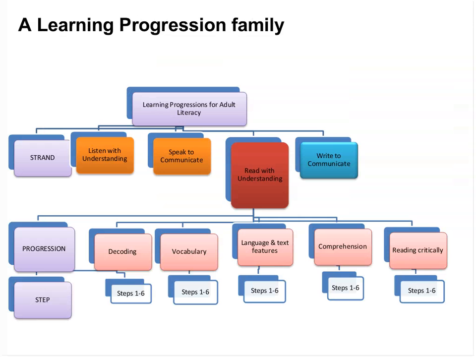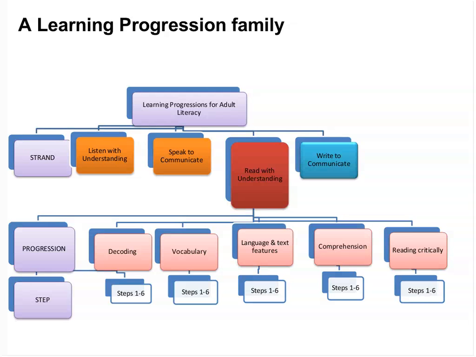So here I have just depicted a family. I'm calling it the learning progression family, and down the left-hand side you see there is the strand, and this in literacy relates to listen with understanding and speak to communicate. Both of these progressions are in one resource book, but they have their own separate strands. The strand we're looking at today is Read with Understanding in the red, and the right to communicate is the 4th strand within the literacy learning progressions.